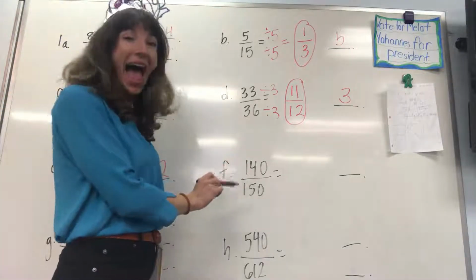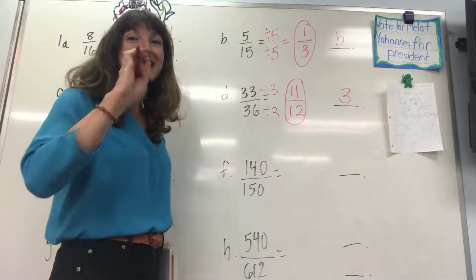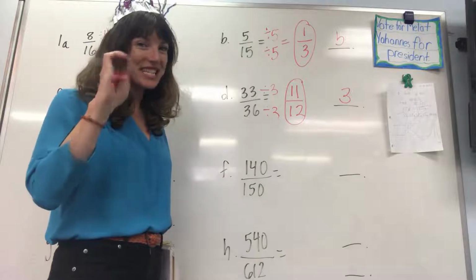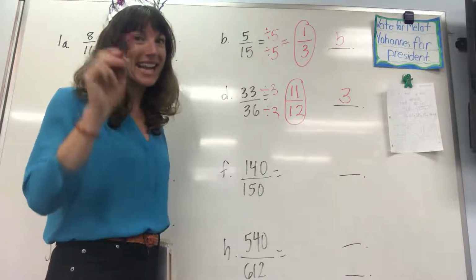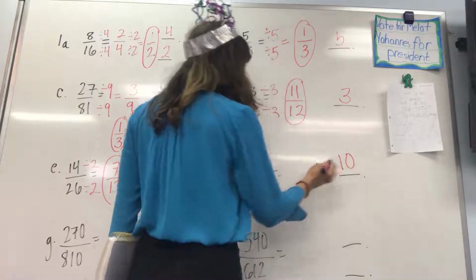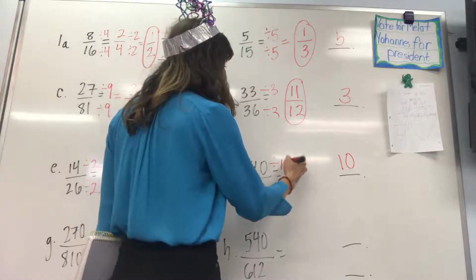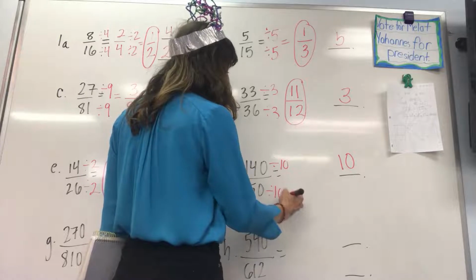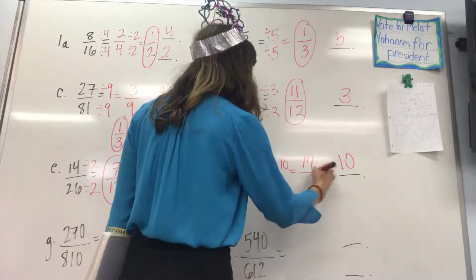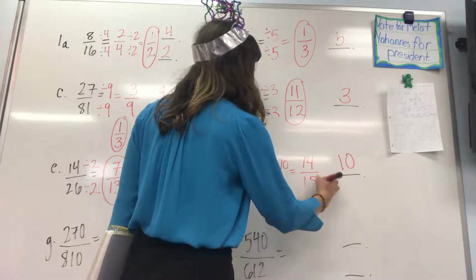Now, here we are. Both the top and the bottom end in 0. And we know that any number that ends with a 0 is divisible by 10. So that is our option here. We're going to divide the top and the bottom by 10. And that equals 14 over 15.